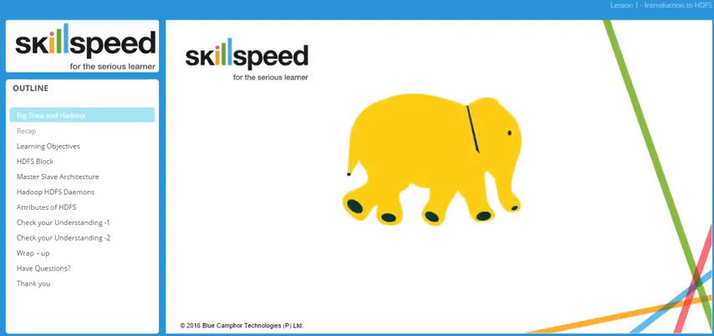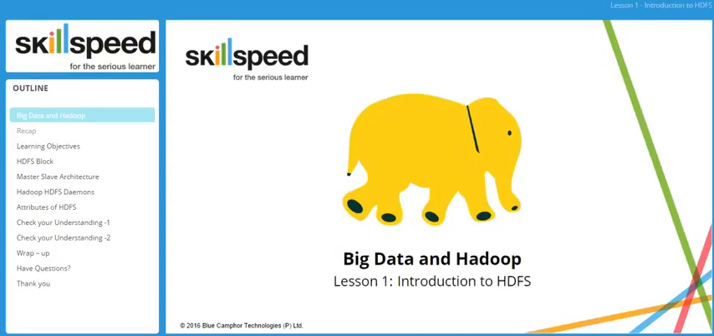Welcome to lesson number 1, module 3 of the Big Data and Hadoop Developer course. So in this particular lesson, we will be introducing the concept of the Hadoop distributed file system.